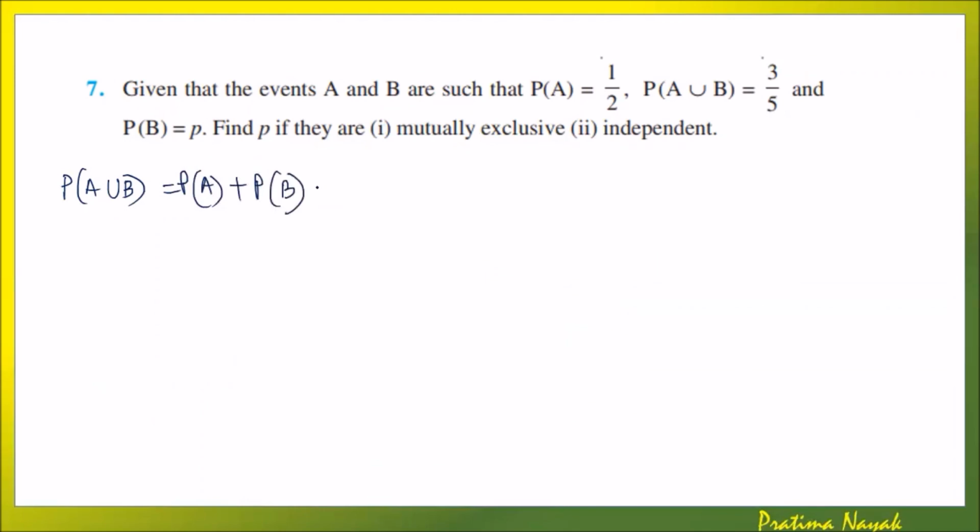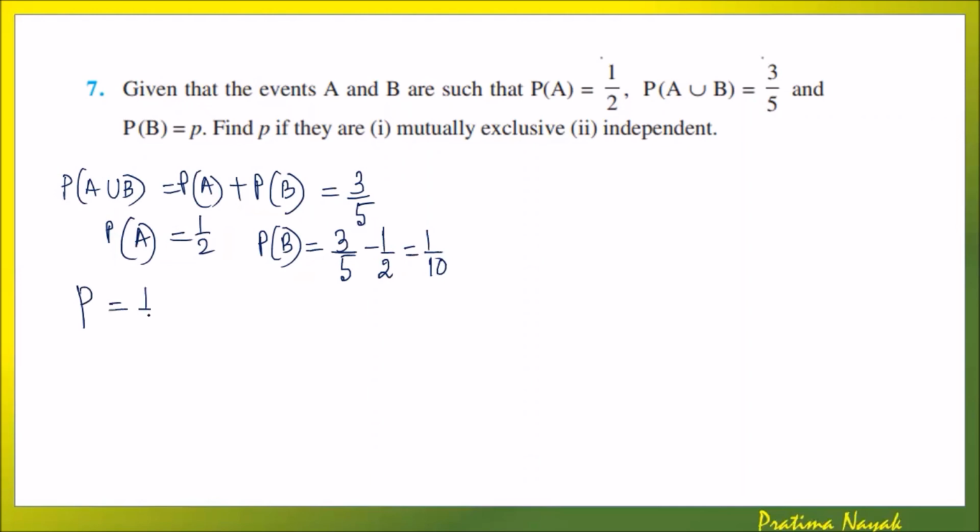So you can get it. So this is 3 by 5. P of A is equal to your half. So P of B is equal to how much? 3 by 5 minus 1 by 2. So 1 by 10. So small p is equal to 1 by 10 when it is mutually exclusive.